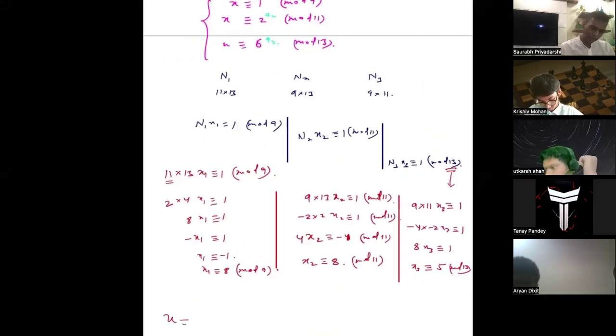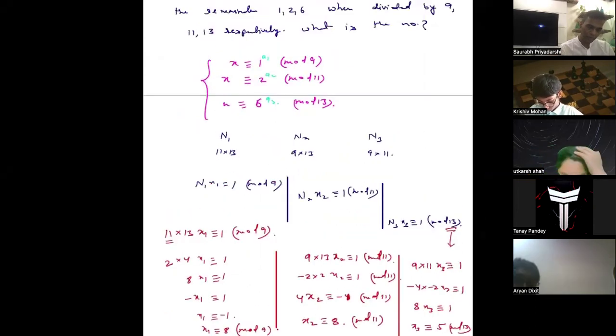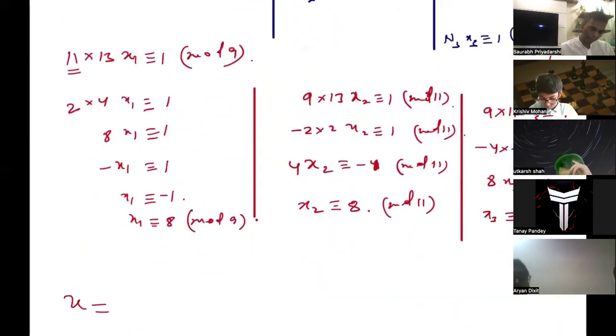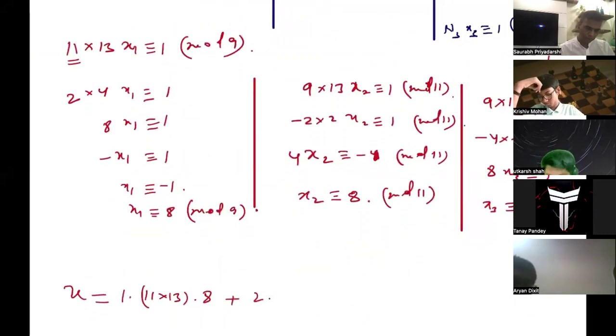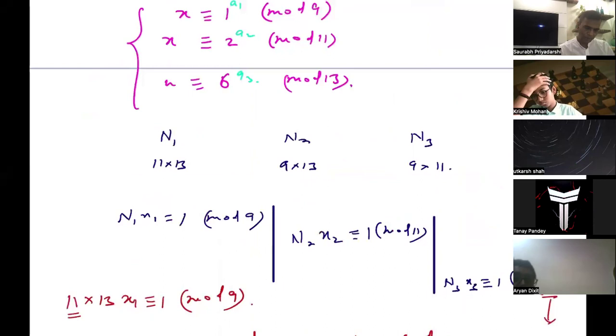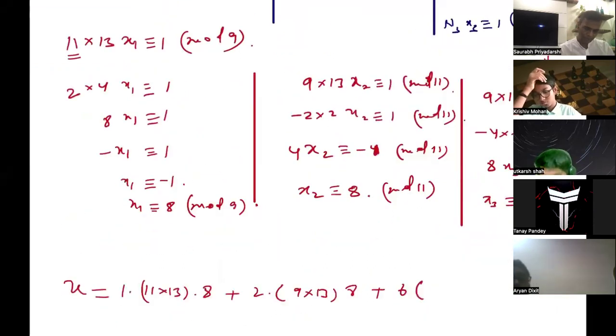So I have to write down x is equal to, right? A1 is 1, into 11 into 13, into 8, plus this, a2 is 2. This is 9 into 13 into 8, plus this is 6, 11 into 9 into 5.